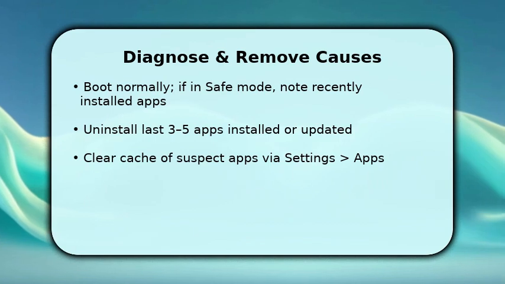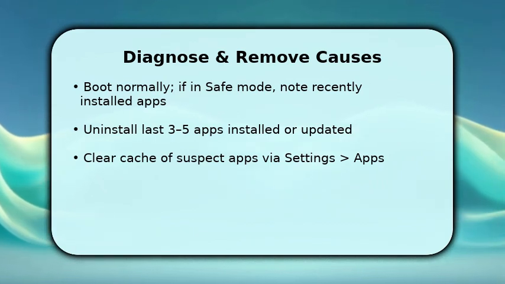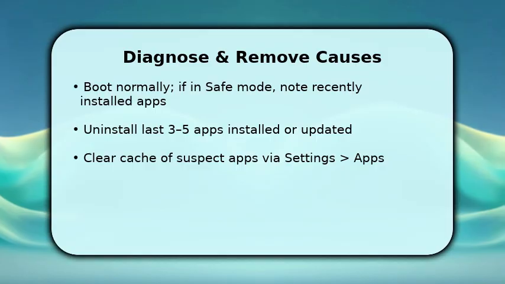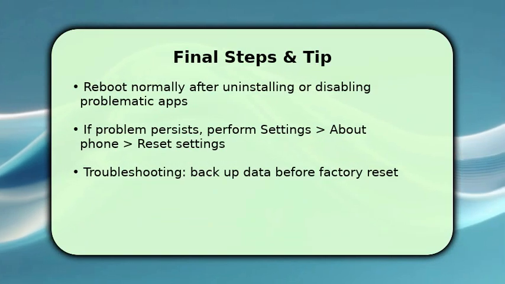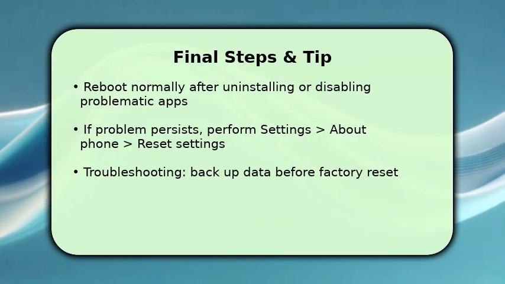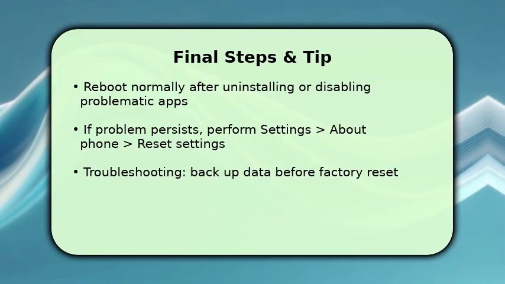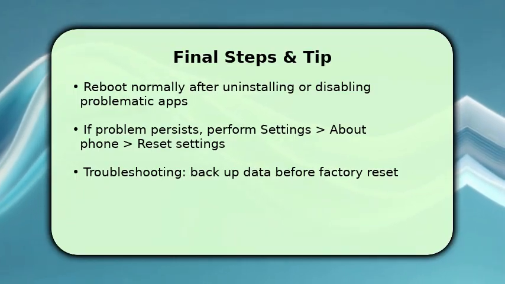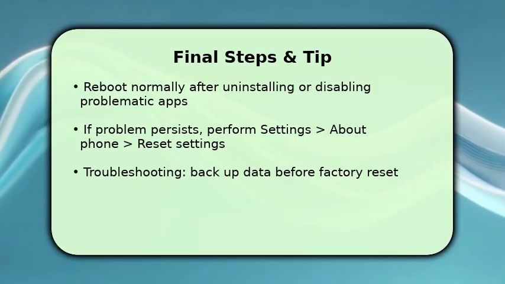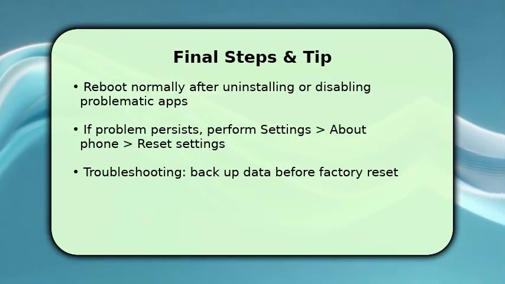Finally, reboot the device after uninstalling or disabling problematic apps and check for normal startup. If safe mode persists, use Settings, System, Reset options, Reset App Preferences, or Reset Settings. This preserves data while restoring defaults. Only if nothing works, consider a factory reset, but back up your data first.